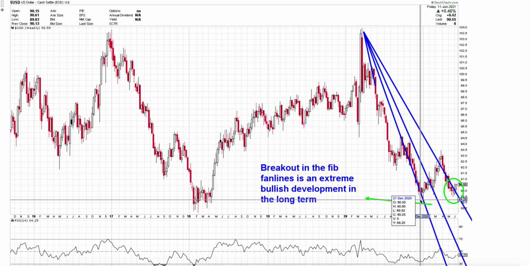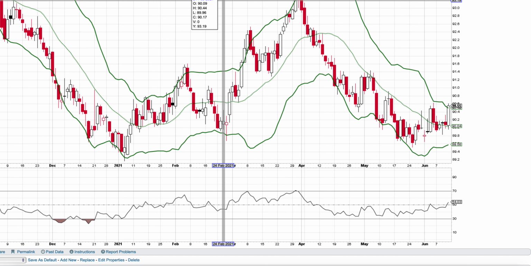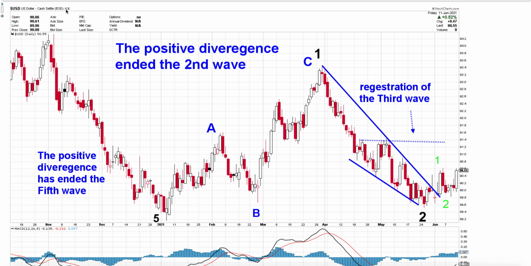In conclusion, my bullishness for the dollar is not because I want to be bullish. It's technically based on conventional technical analysis, based on Elliott wave.